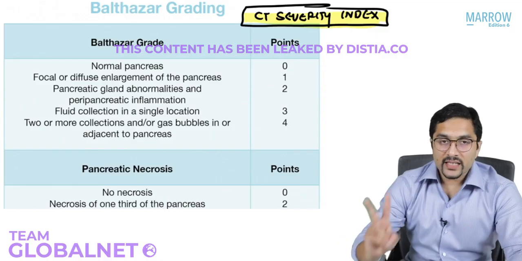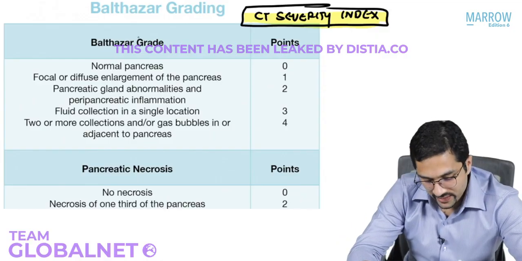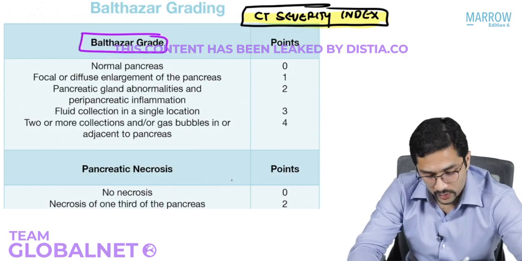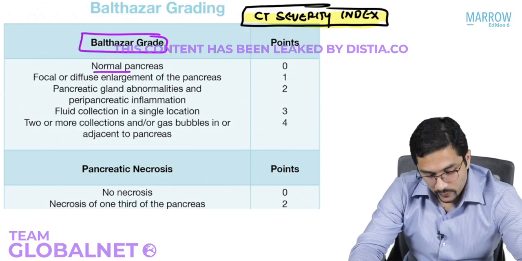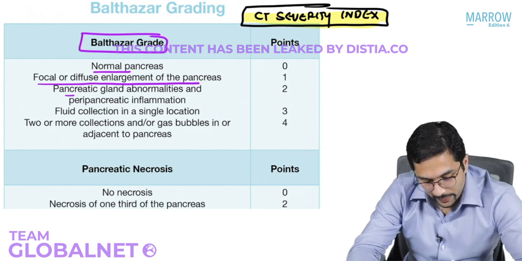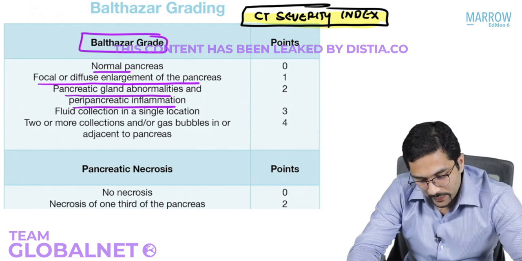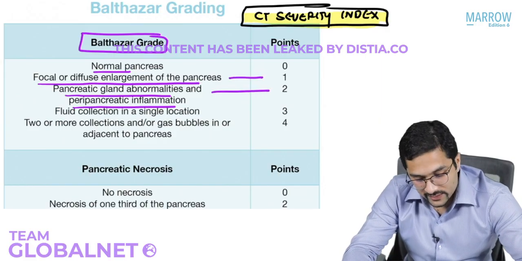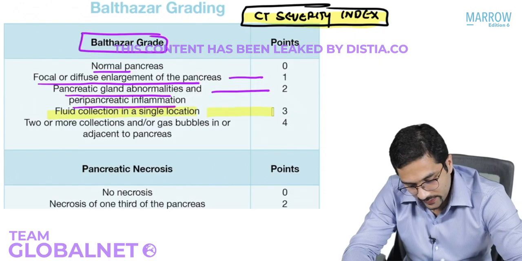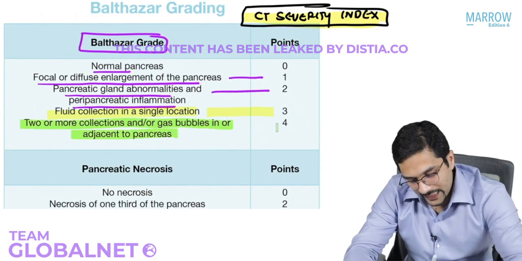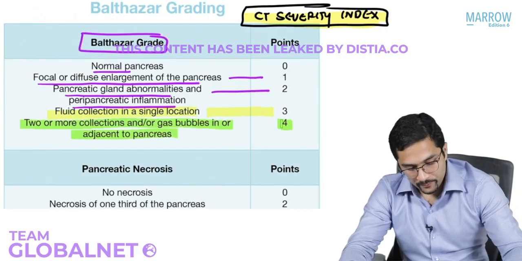Now, the CT severity index takes into account 2 things. It takes into account the Balthazar's grade, which is from 0 to 4, where normal pancreas is 0. You have focal or diffuse enlargement of pancreas is 1. Pancreatic gland abnormalities and peripancreatic inflammation is 2. Fluid collection, if there's a single fluid collection, it is 3. And 2 or more fluid collections or gas bubbles is a score of 4.